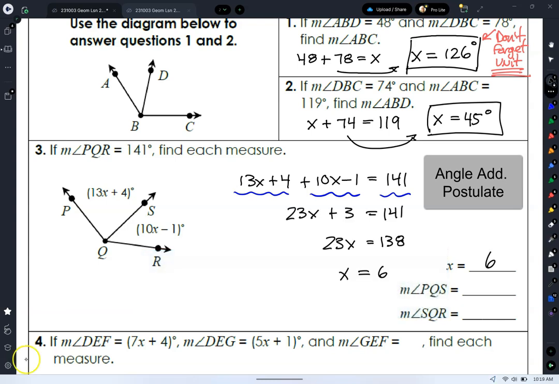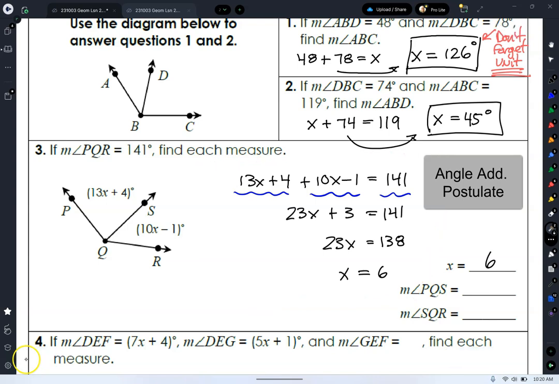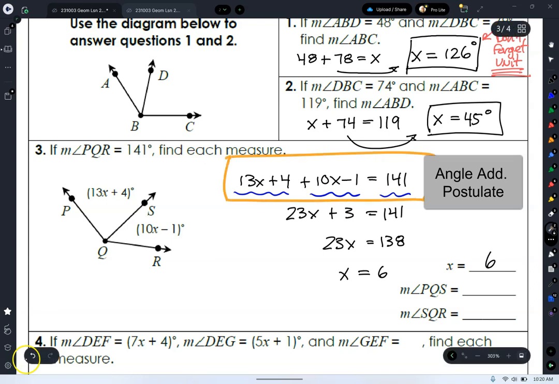Going down to x, you should have come up with that. How many people got there? Let me see. Okay, that's pretty good. If you're struggling with this right here, that means you still need to go back and review solving equations. That's the part where you do the math part of the problem. This is the, what geometric principle am I using to set up the problem? This is angle addition postulate, or part plus part equals whole for angles.